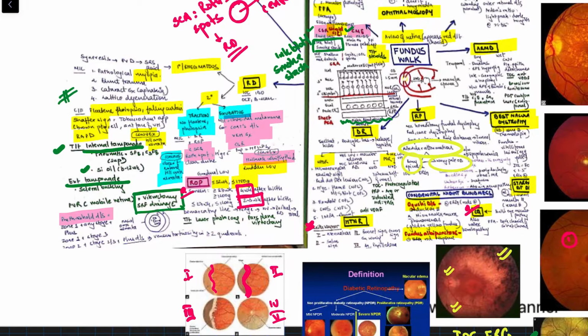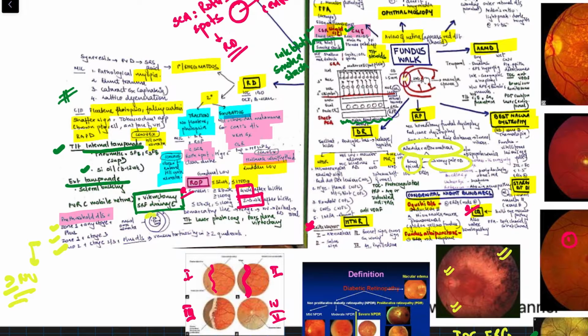So pre-threshold disease is any disease of zone 1 with plus disease, zone 1 any stage with plus disease, or zone 1 stage 3 disease. Remember what was stage 3? Stage 3 was neovascularization or more, right? Then zone 2 with stage 2 or stage 3 disease.